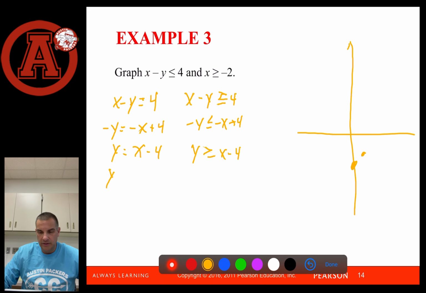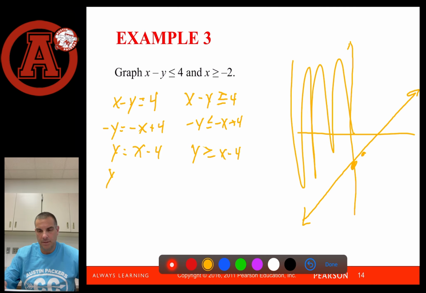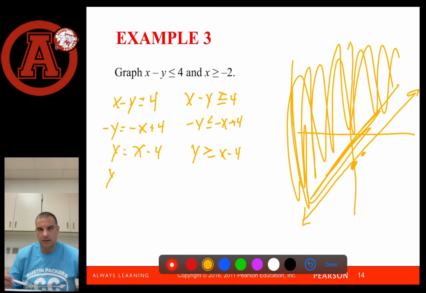Okay, so it's greater than or equal to, so it's gonna be solid. Now it's greater than it, so we're gonna shade above. So there's my first one. Now I'm done with the first one. Now we have to do the second one.